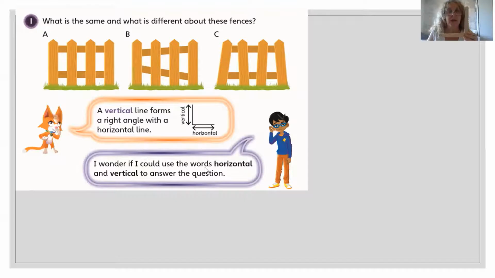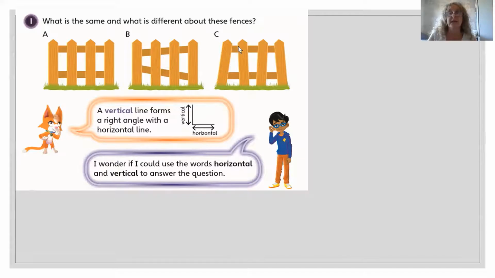I wonder if I could use the words horizontal and vertical to answer the question. So what do we know about A? I know in A, and I'm sure you do, it has got 4 vertical lines and 2 horizontal lines. But if you look at this one, it looks different. Although it's still got 4 vertical lines, the horizontal lines are not horizontal anymore. They're at a different angle, aren't they?